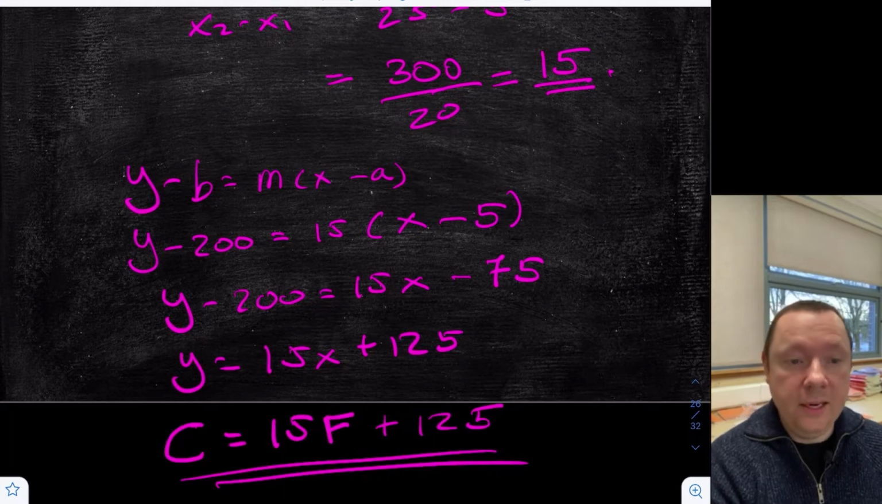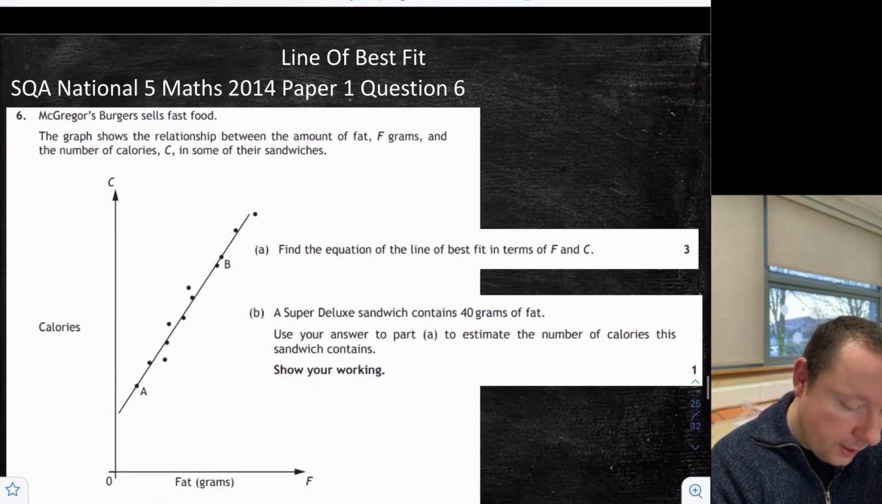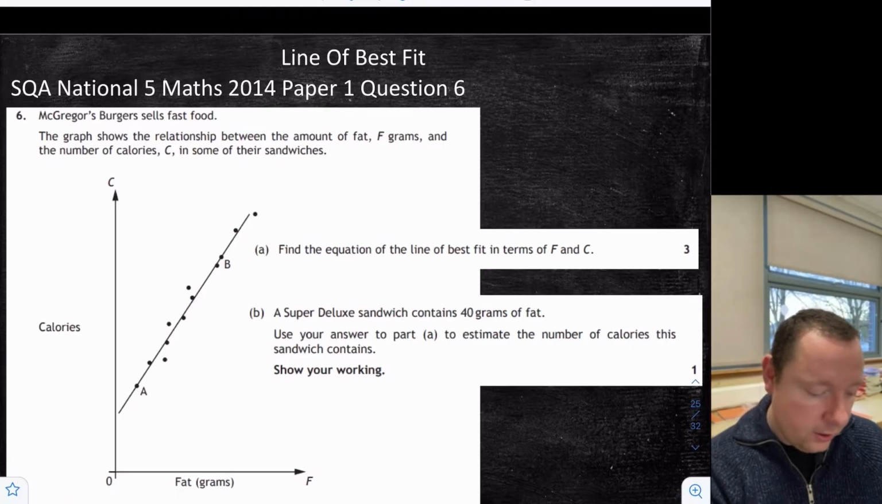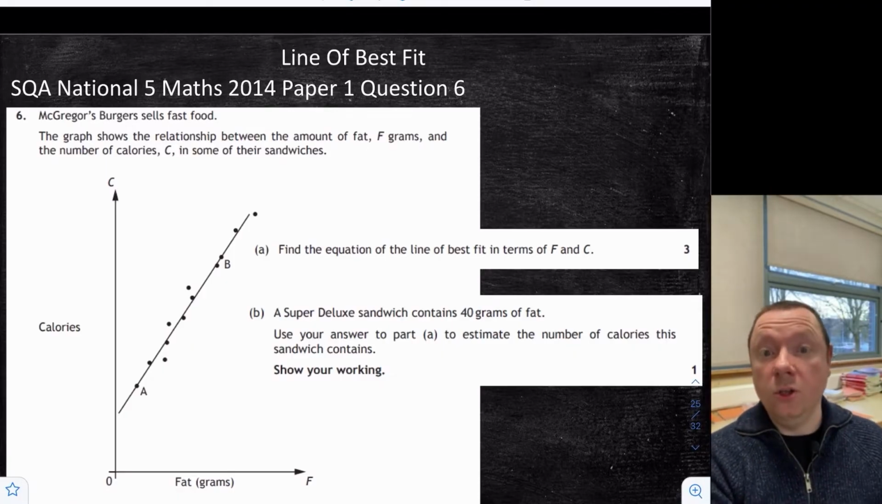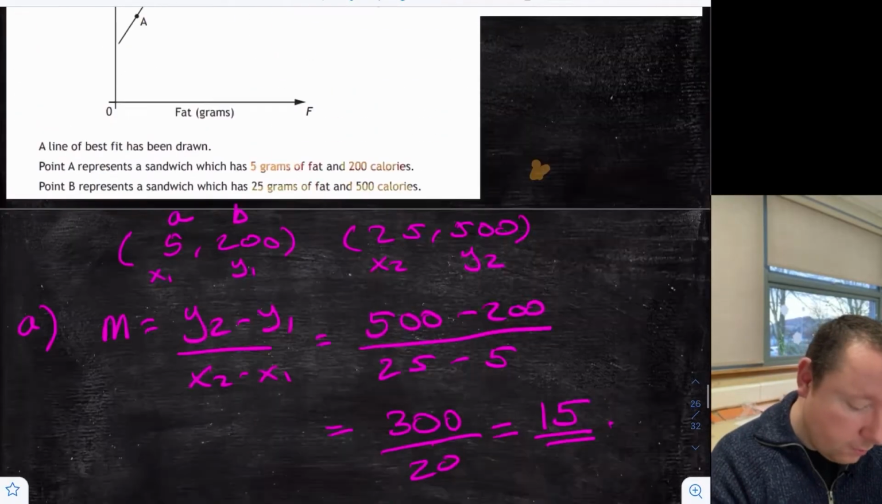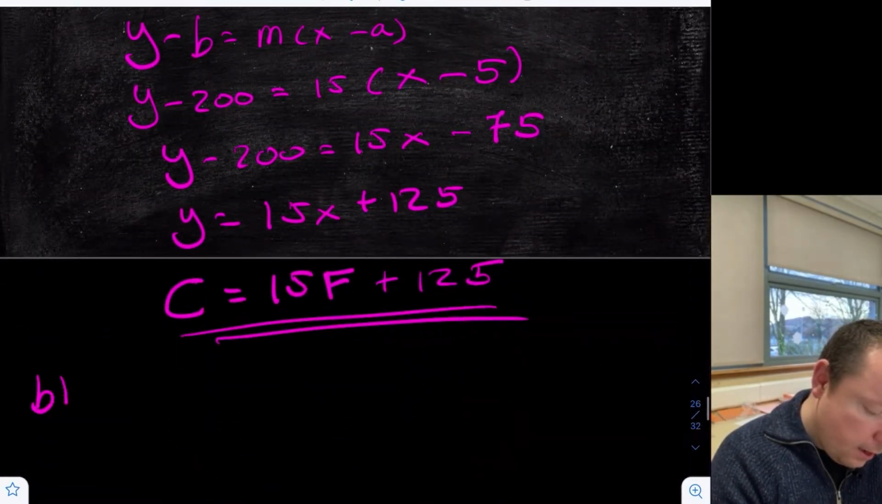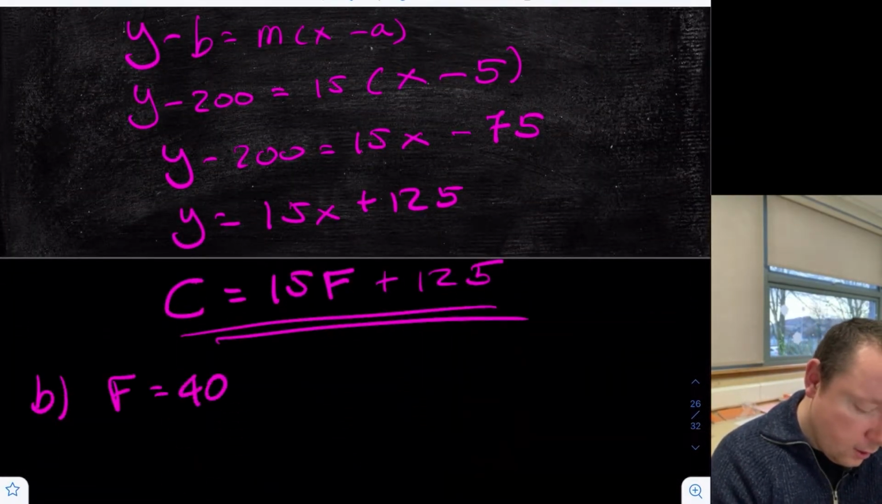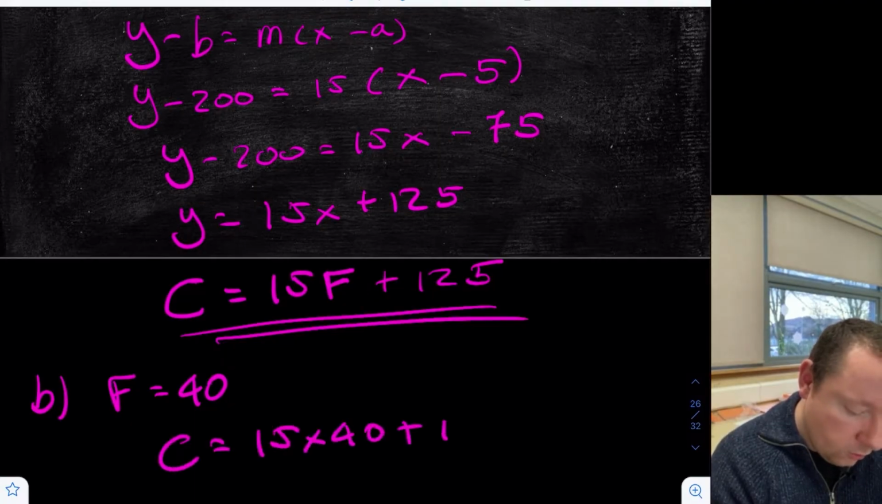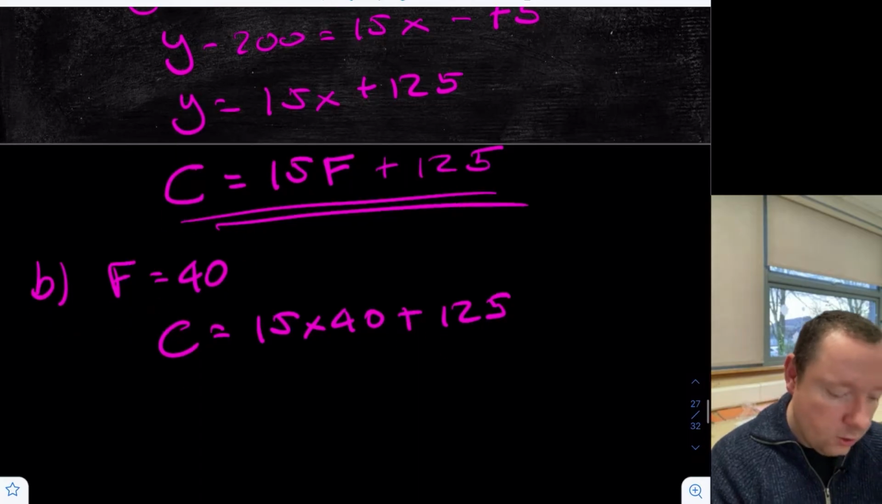Let's move on to part B. Part B says a super deluxe sandwich contains 40 grams of fat. Use your answer to A to calculate the calories. So we're just substituting 40 in for F. So for part B, F equals 40. So C equals 15 times 40 plus 125. A little bit of work to do.